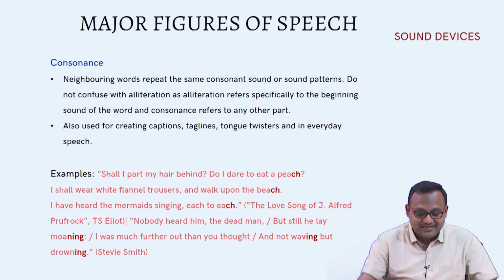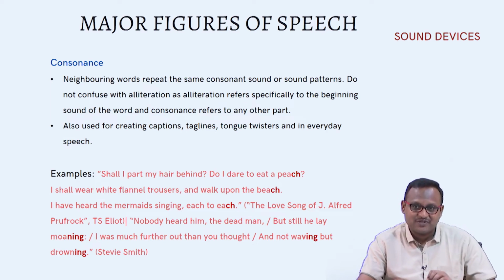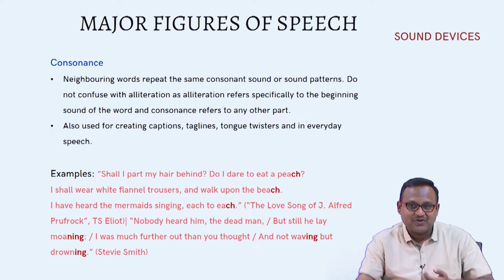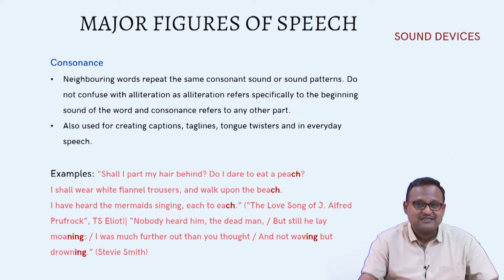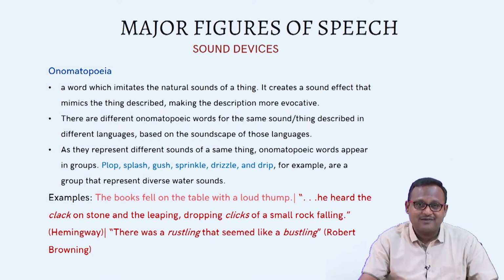So we have plenty of examples here, say for instance, Shall I part my hair behind? Do I dare to eat a peach? And then beach, each, all these things. And in another example we have moaning, waving, drowning. Look at how at certain intervals, especially towards the end of the word, you can call it an end rhyming one. Consonance is where towards the end of the word the consonant repeats and thereby lends musical quality. After consonance we move on to onomatopoeia.